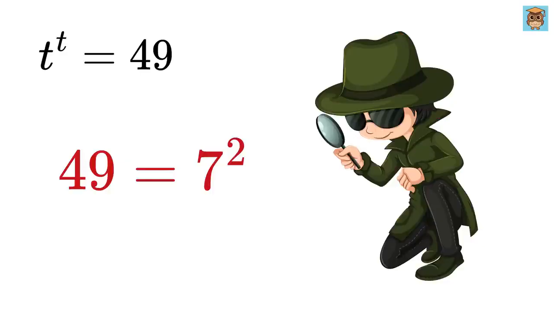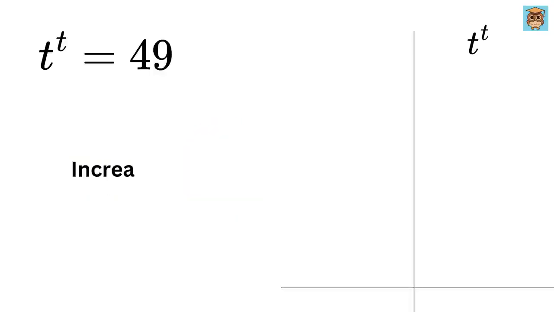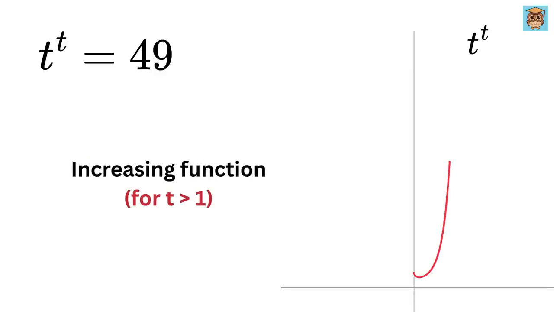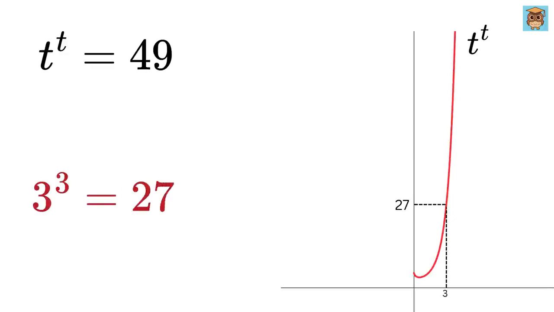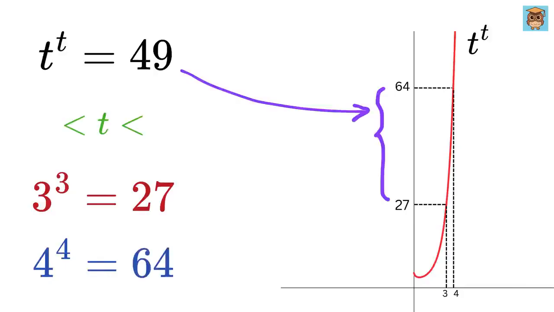But if you look at the equation, we have t to the t, and this is not of the form a to the t, so the answer is completely different and not what you think. First, note that t to the t is an increasing function. Check its plot. Also, we know that 3 raised to 3 is 27, and 4 raised to 4 is 64, so we can be sure that the value of t lies somewhere between 3 and 4.